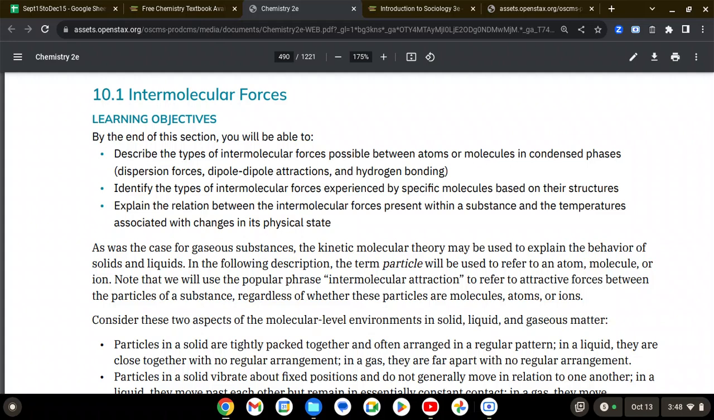Explain the relation between the intermolecular forces present within a substance and the temperatures associated with changes in its physical state. As was the case for gaseous substances, the kinetic molecular theory may be used to explain the behavior of solids and liquids.